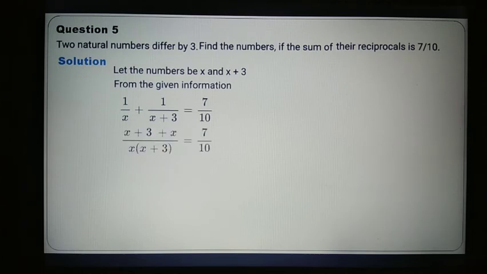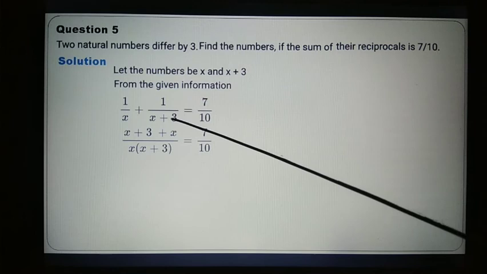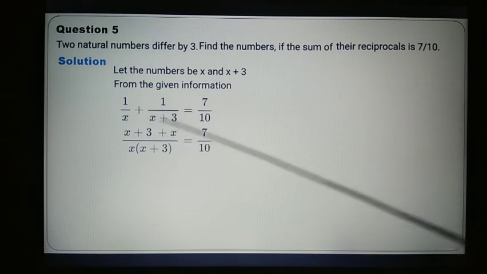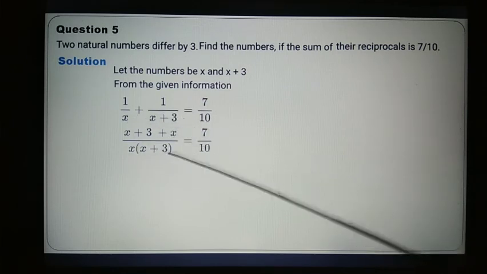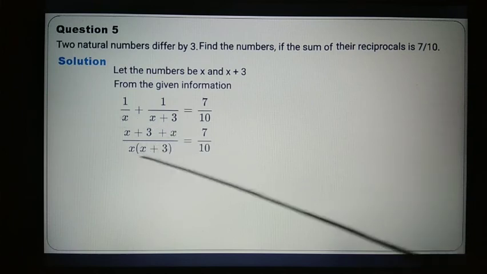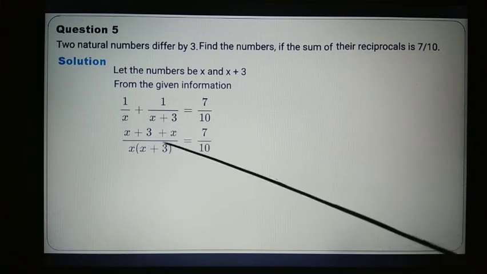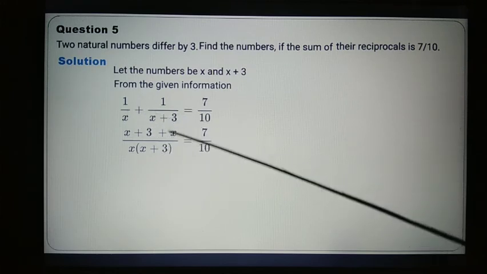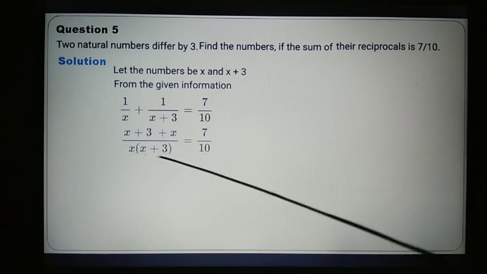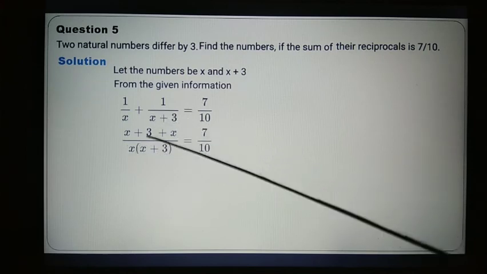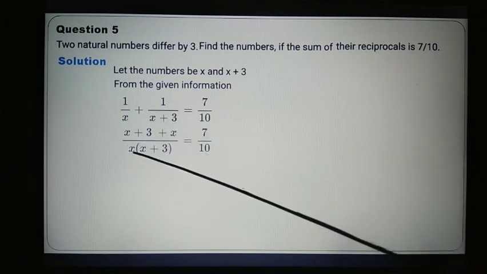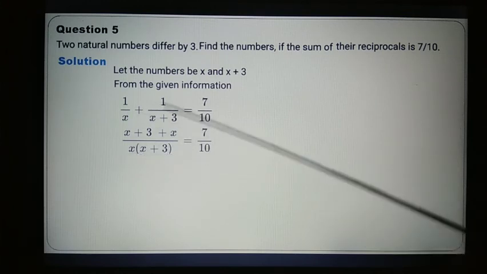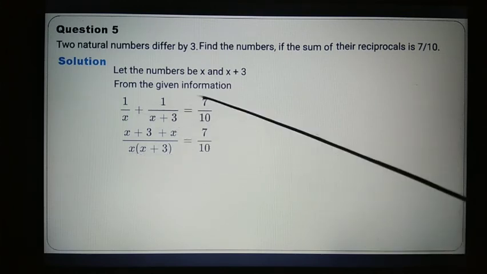Okay, so first what we do is we will find the LCM, right? So the LCM of x and x plus 3 is going to be x into x plus 3. Next step, we'll divide this LCM by x. So x and x get cancelled, so x plus 3 is left. So x plus 3 into 1 is x plus 3. We have got plus sign, so plus sign is there. So divide this LCM by x plus 3. This x plus 3 and x plus 3 get cancelled, so you have only x left. So x into 1 is x here, okay, equals to 7 by 10.